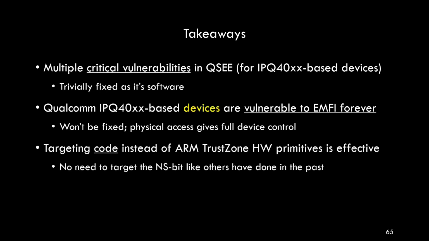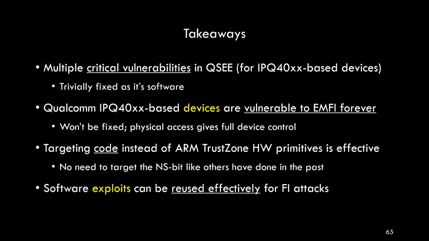We also showed that targeting code instead of ARM TrustZone hardware primitives is quite effective. Others have shown that it's possible to use fault injection in order to change, for example, the NS bit. But we've shown that targeting the code itself, and a lot of trusted execution environments rely on the correct execution of software, is very effective and maybe much easier than affecting the NS bit itself.